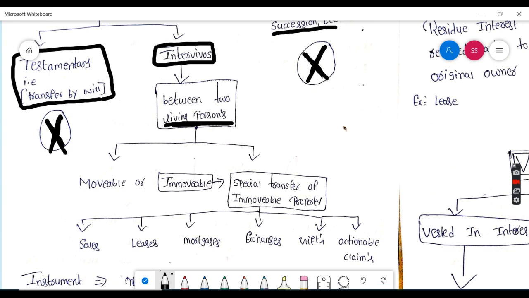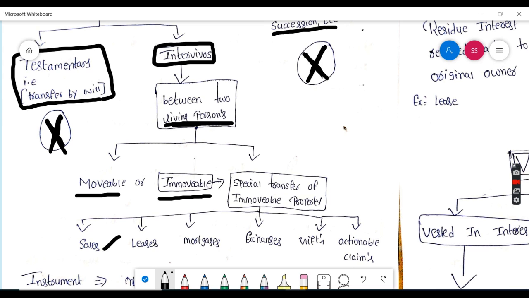Okay, so the transfer of property, that property may be movable or it may be immovable. Both will be considered here, right? It doesn't matter whether it is a movable property or immovable property. So, special transfer of immovable property.